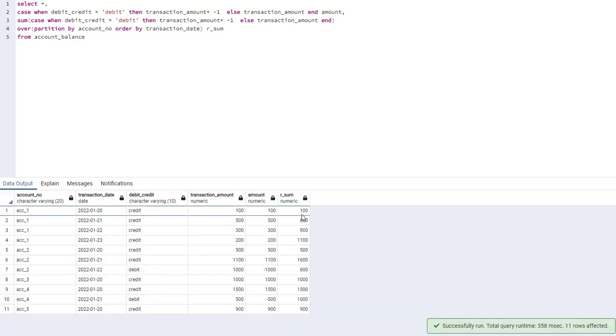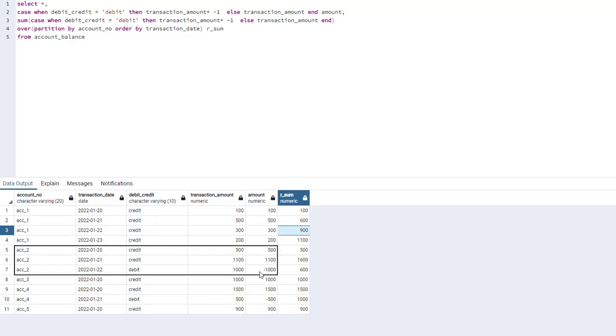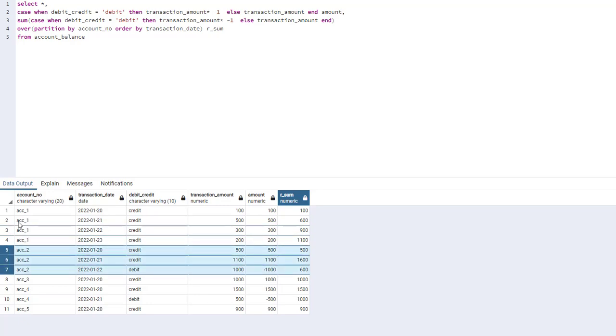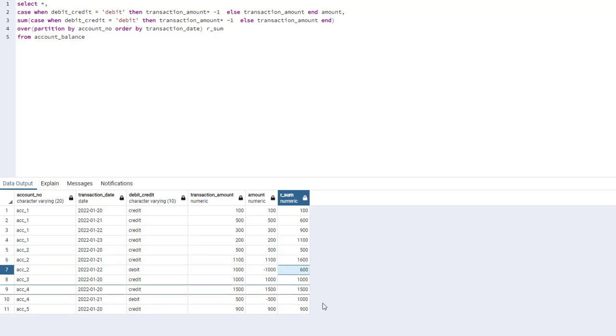Okay, see, as I told you, here we have 100, 600, which is the sum of those two, and the sum of those three is 900, and so on. And see here, when we have a different account number, it starts over. We have 500, then sum this, and so on.